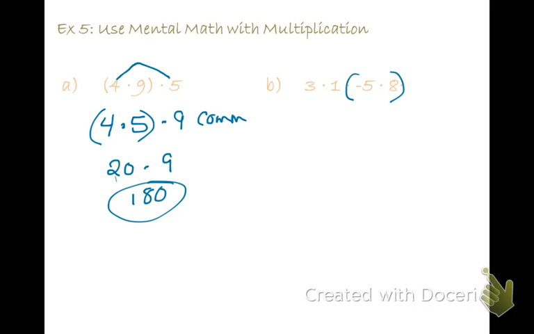3 times 1 is 3. And negative 5 times 8 is negative 40. And then I multiply it. 3 times negative 40 is negative 120. See, the 40 is a round number with a 0 at the end. That's the reason why I did that.